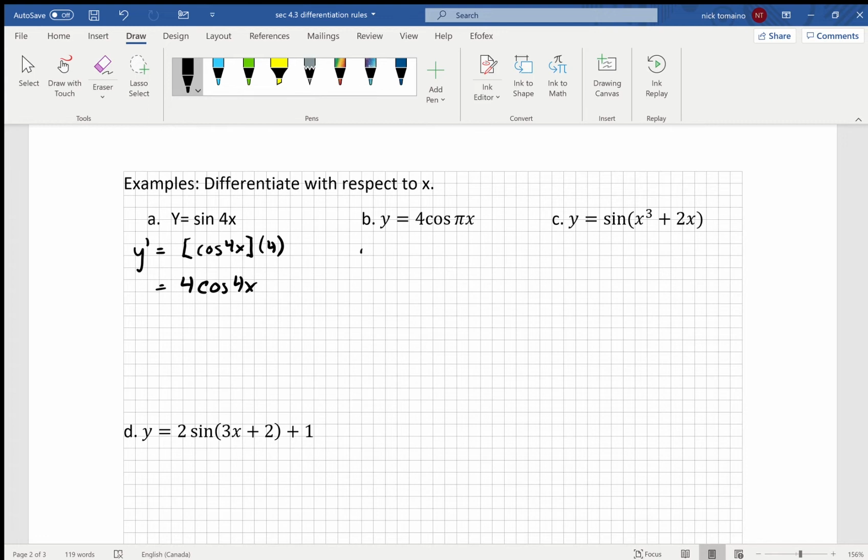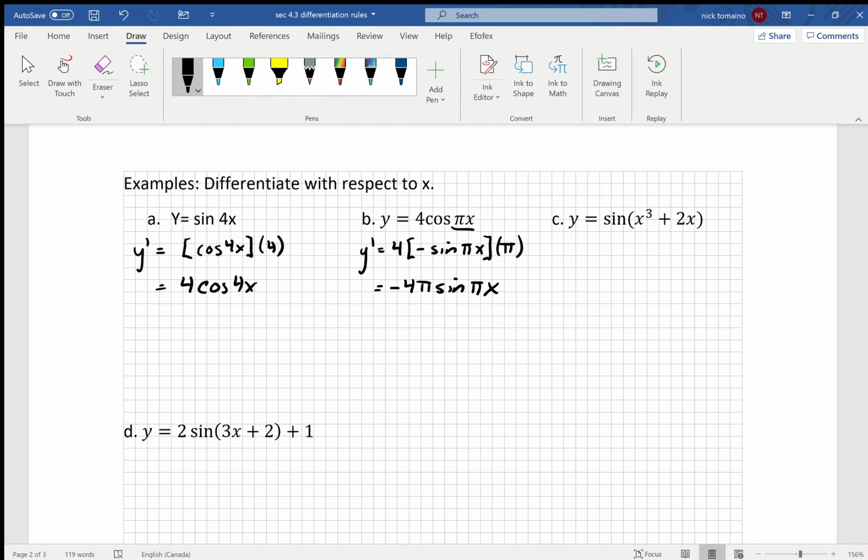Next one, we have a constant out front, so that's going to stay. And then the derivative of cos, so it's 2 steps again, it's going to be negative sine pi x times the derivative of the angle, which is right here, and it's going to be times pi. We're going to write it as negative 4 pi sine pi x.